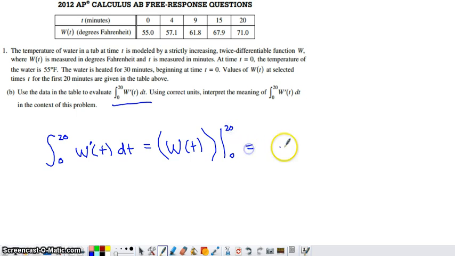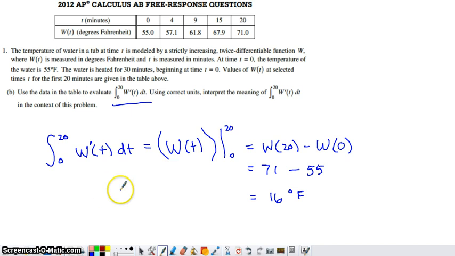So if I evaluate it at 20, that's going to be w of 20 minus w of 0. Well, w of 20, we can take that right out of the table. w of 20 is 71 degrees Fahrenheit, and then w of 0 is 55.0 degrees Fahrenheit. And if you take that difference, I think what you end up with is 16 degrees Fahrenheit.